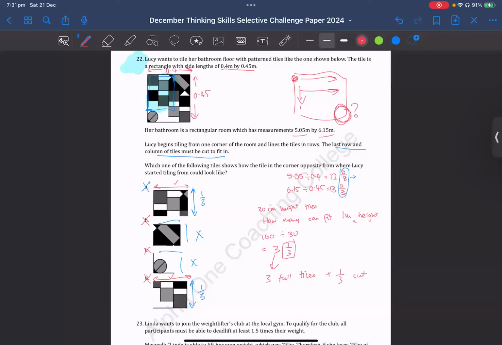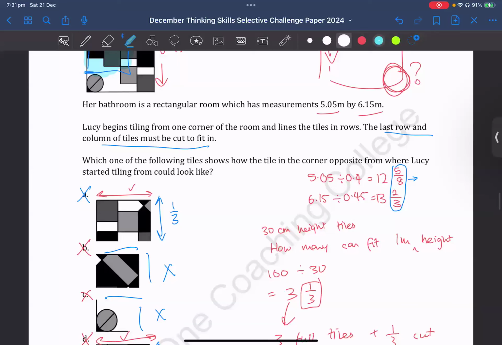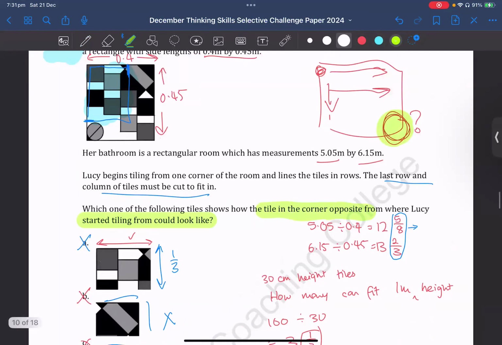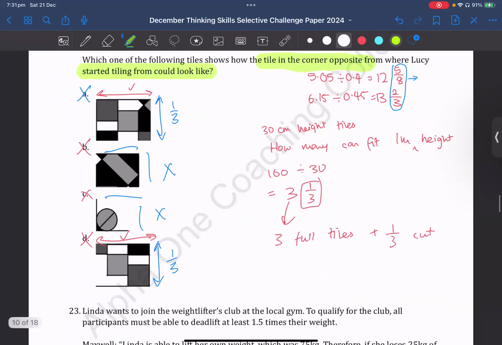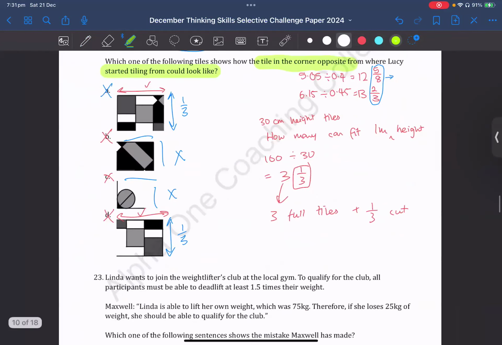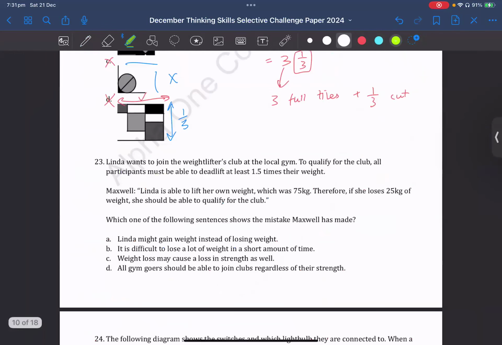Just going back, the question is asking what the tile in the corner opposite is. So we're looking for this tile here, which means we really want this exact tile there, but none of this has it. I hope that makes sense. I'm going to move on. If you have any questions, just ask me at the end.